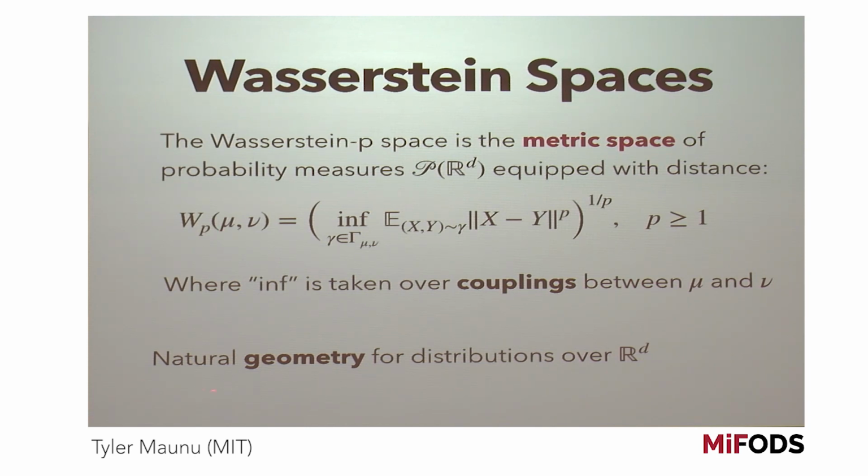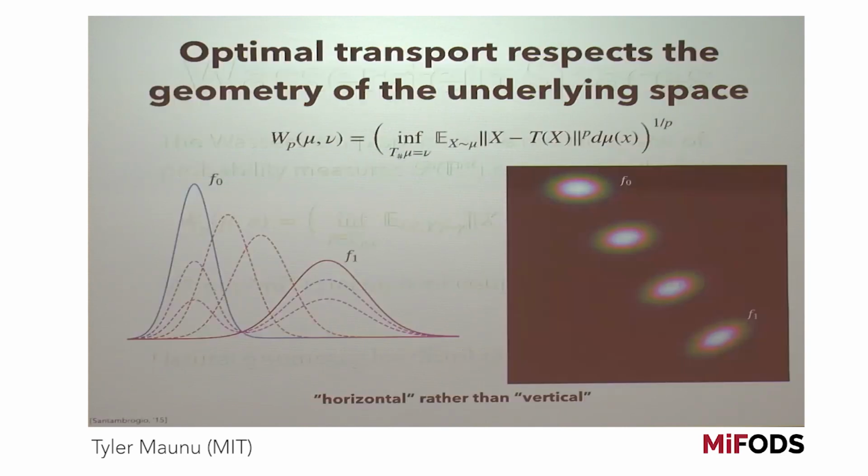Okay, and this is a natural geometry for distributions over R^d. Because, as Santambrogio points out in his book, this is a horizontal distance rather than a vertical distance. Here I've rewritten it in terms of the transport function that we saw in John's talk as well, where under certain assumptions on your measures, instead of writing it as couplings, you can write it as minimizing the distance between x and where I transport x with some function T. And there shouldn't be a d here, of course.